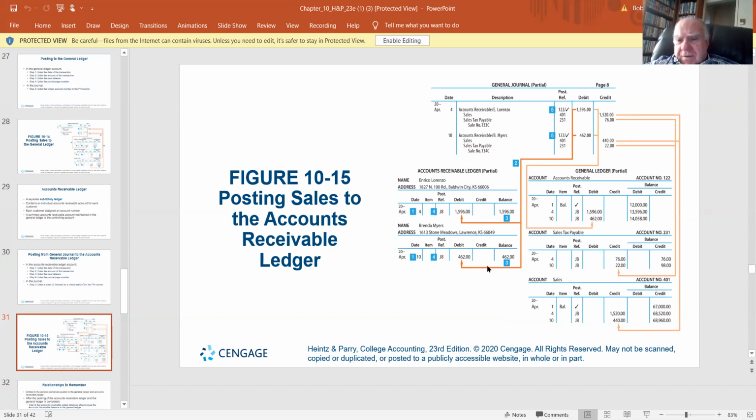Of course, at the end of the month, whatever the balance is in accounts receivable at month end must equal the total balance of the AR ledger. In other words, you add up the balance to Lorenzo and Walton and Myers and all these people. Whatever number that is must equal 14,058 at this point in time. Posting to the AR ledger.